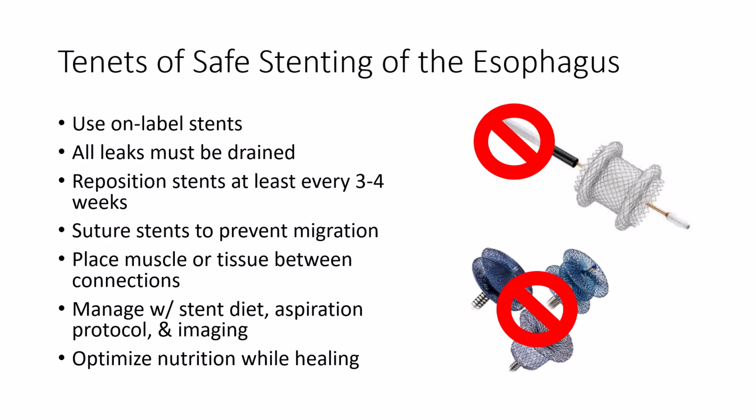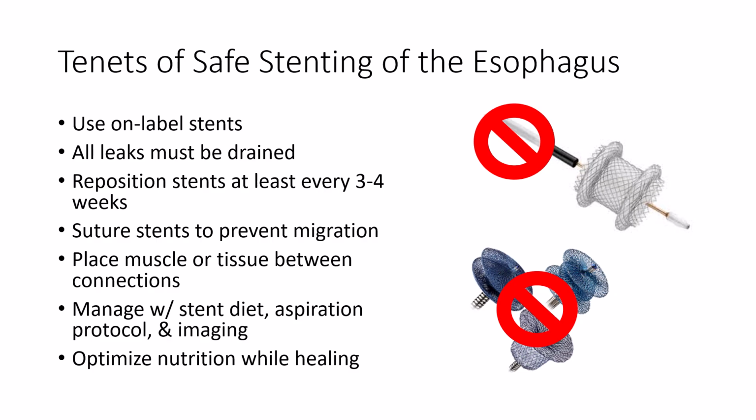Also, placing muscle or tissue between the fistula areas to separate organs and structures will enhance wound healing as the stents are deployed. These are referred to as hybrid procedures. We should manage the stents with a stent diet, meaning nothing too hot to melt the silicone and nothing too cold that would cause the nitinol to shrink and the stent to migrate.